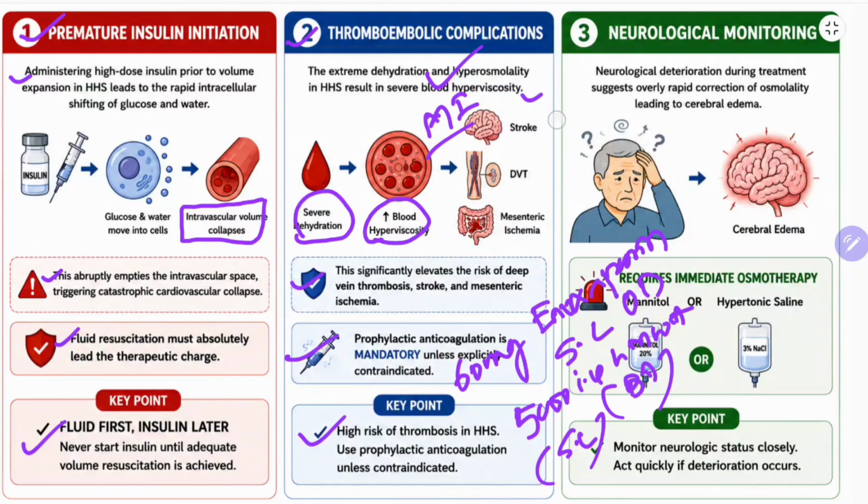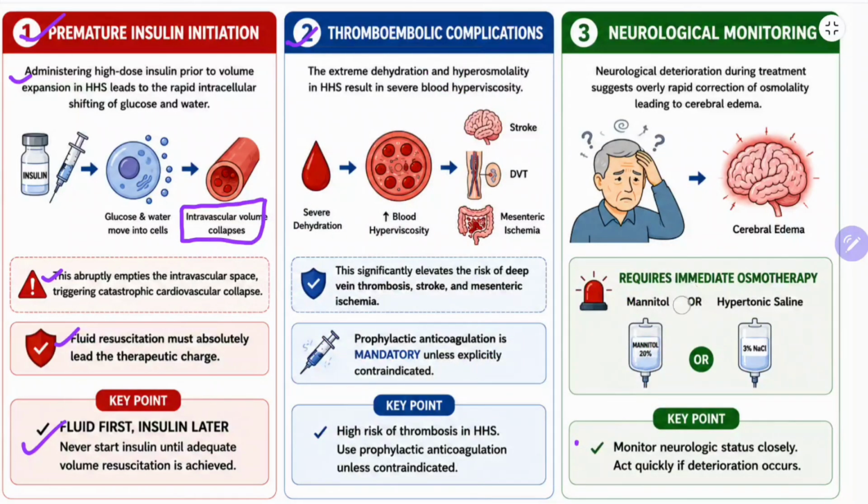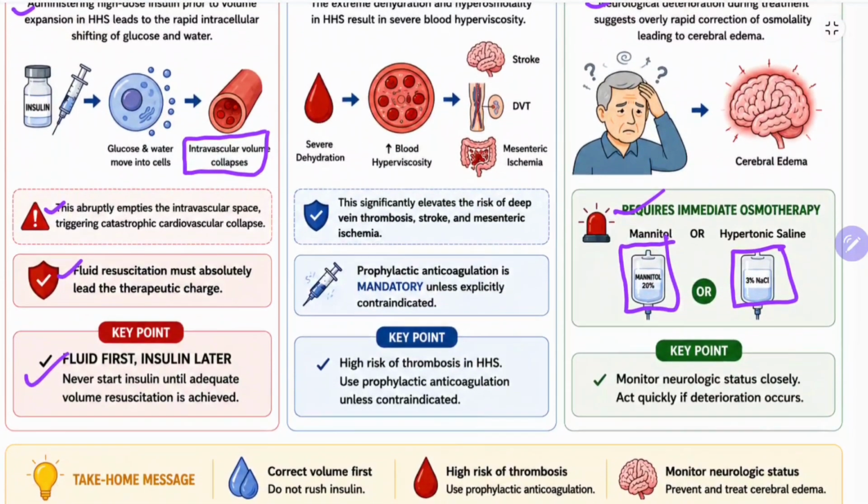Another thing is neurological monitoring. So first thing is early initiation of insulin should not be done unless volume resuscitation is done. Second thing is keep in mind the thrombotic complications, so give prophylactic heparin. Third is neurological monitoring. Neurological deterioration during treatment suggests overly rapid correction of osmolality leading to cerebral edema. This requires immediate osmotherapy. What is that osmotherapy? Either you give mannitol 20% or 3% sodium chloride.